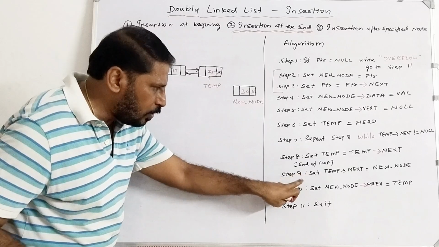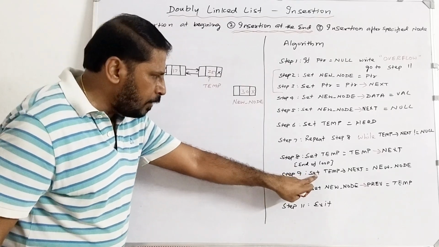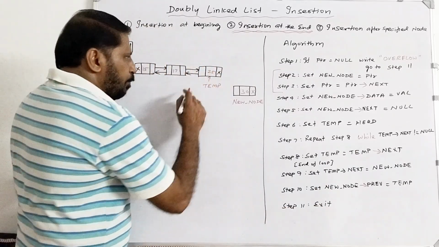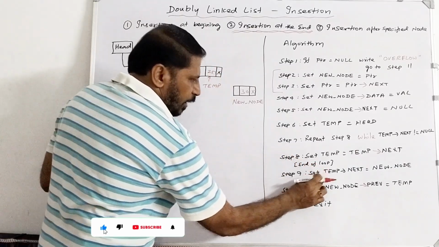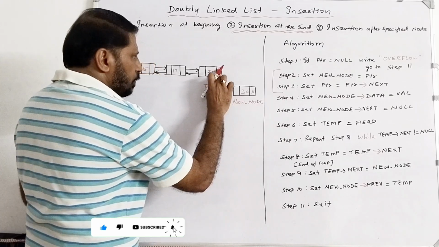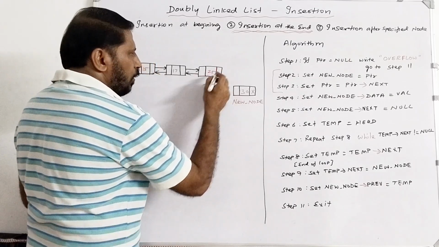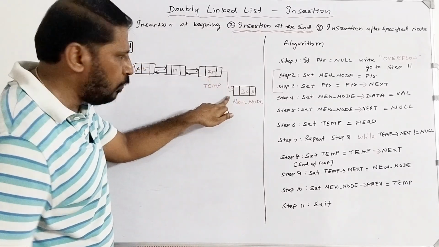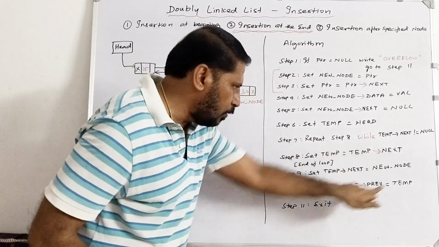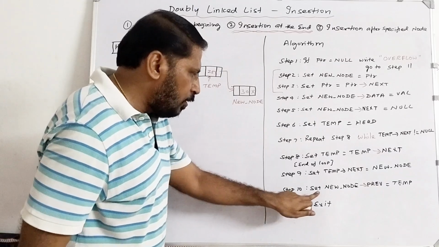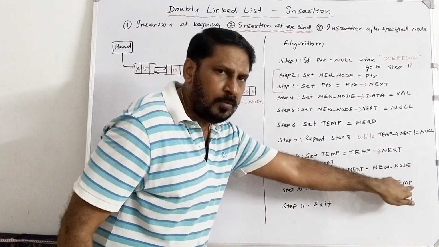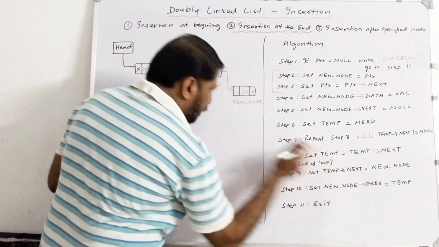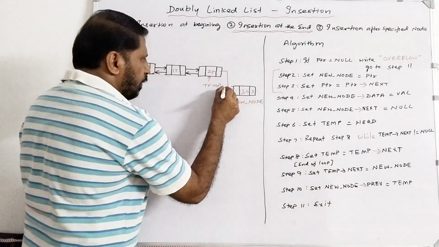The control comes directly to step 9. Step 9: set temp next equal to new node. We are taking temp next equal to new node, so we are erasing the null value and connecting temp next to the new node. Step 10: set new node previous equal to temp. Here it is temp, so new node previous is equal to temp.